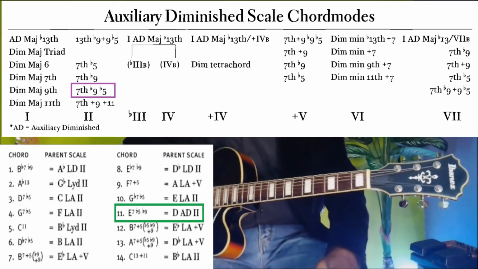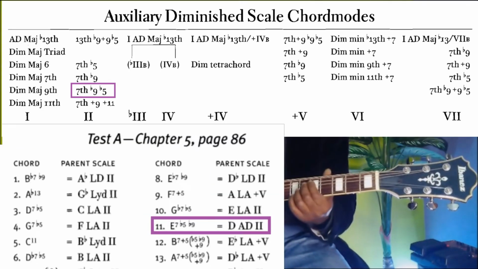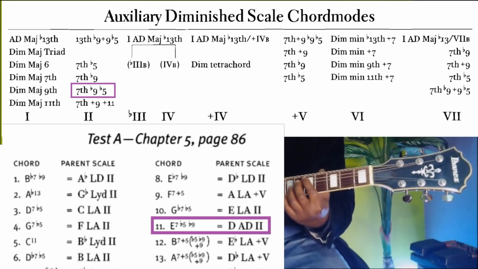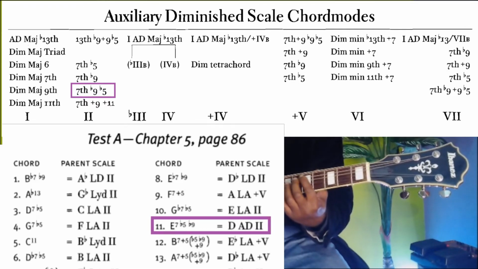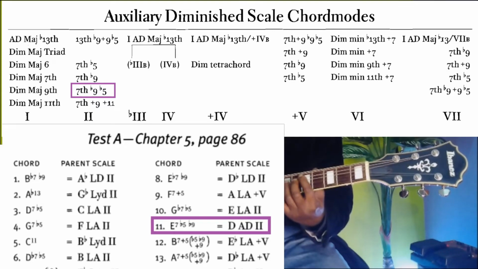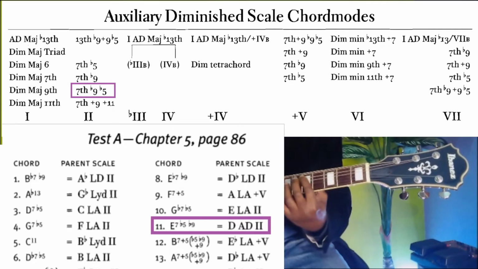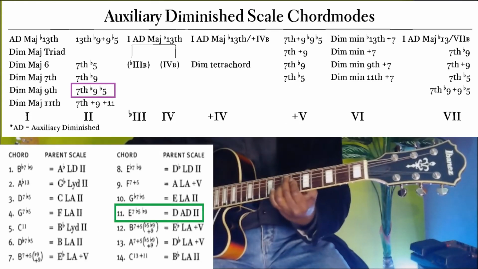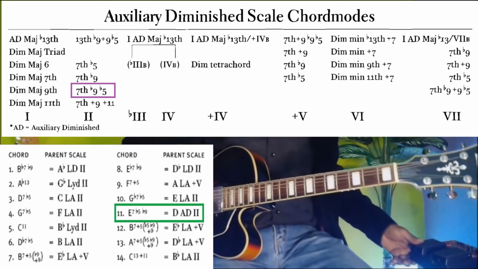The scale of E7 flat 5 flat 9 is D auxiliary diminished. D auxiliary diminished. Which means it's the second chord of D auxiliary diminished. It's D. This is E, the chord in question. So we can go to, let's play the playback.